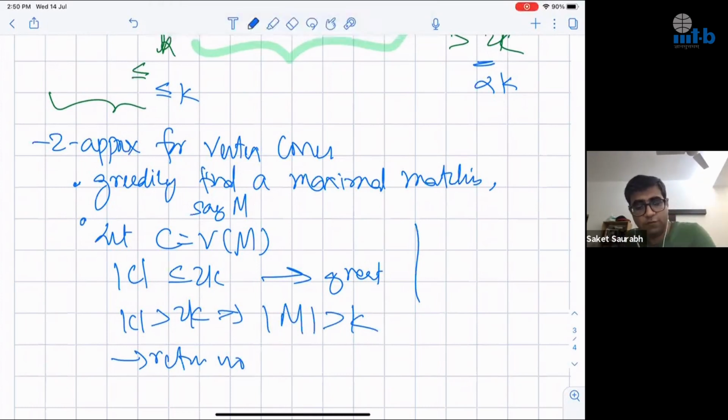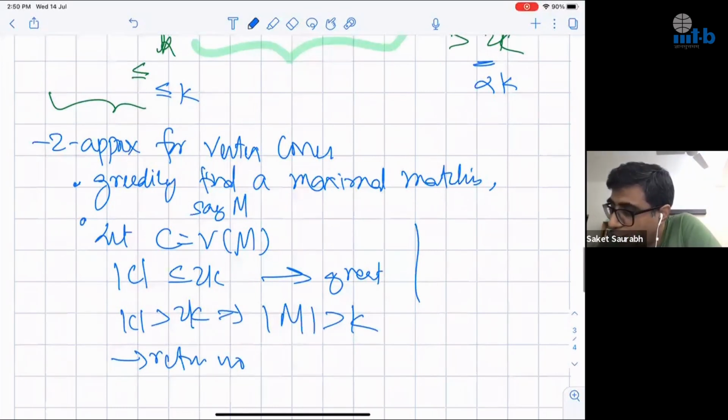Is that clear to all of you? If yes, can you put 1 if this algorithm is clear? So what did I do? I find a maximal matching. If the size of the maximal matching is strictly more than k, you say there is no vertex cover of size at most k. Why is this true?